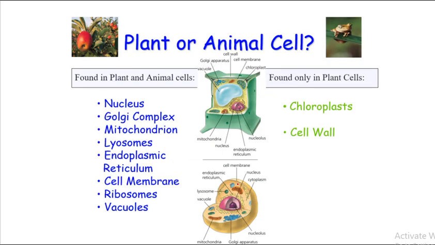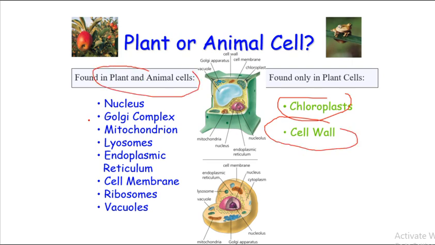Then let's look at the organelles found in cells. Only in plant cells we have the chloroplasts and the cell wall. Then found in plant and animal cells we have the nucleus, Golgi apparatus, mitochondria, lysosomes, endoplasmic reticulum, cell membrane, ribosomes, and vacuoles.